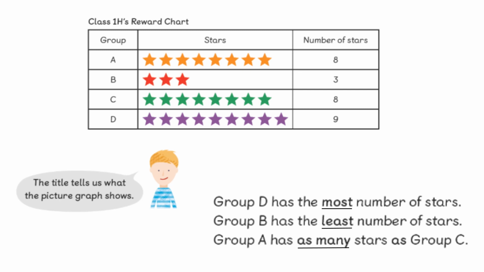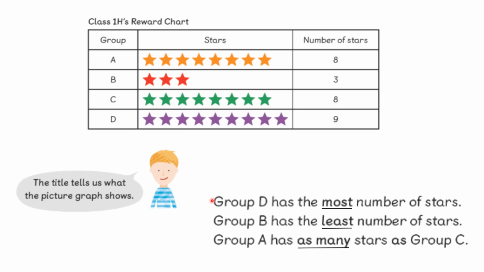Now let's have a look at this picture graph in a bit more detail. The first thing we notice is that it has a title, Class 1H's reward chart. This is really important. If we didn't give it this title up here, we wouldn't know what it was about. Somebody might think it's how many stars in the sky these groups can see. Maybe they think it's how many stars that group have lost. So it's really important to give every picture graph a title so everyone can understand what the information or the data is about. We can also just figure out some facts from it.